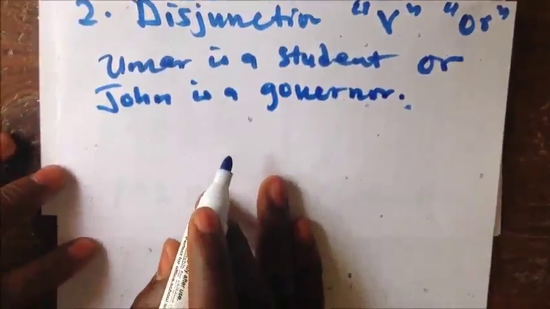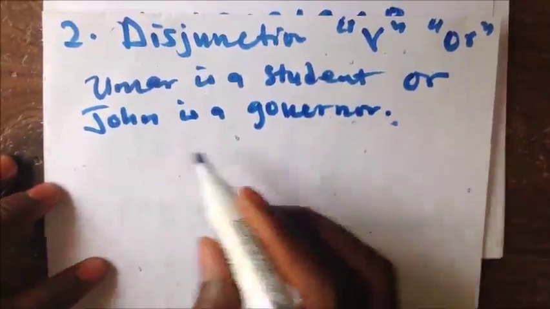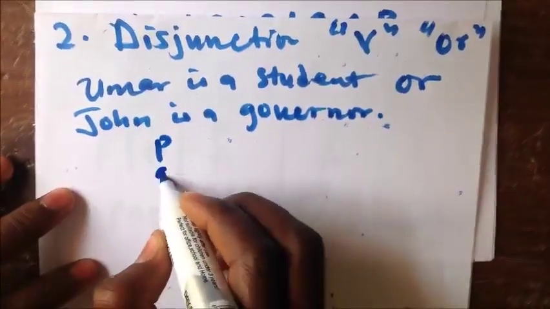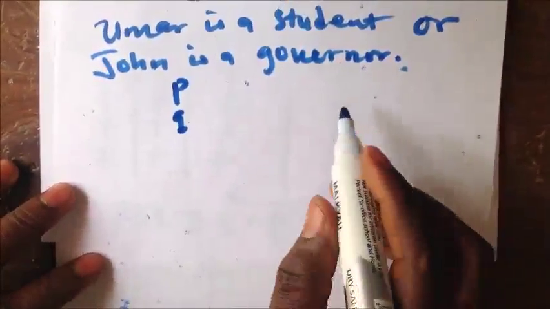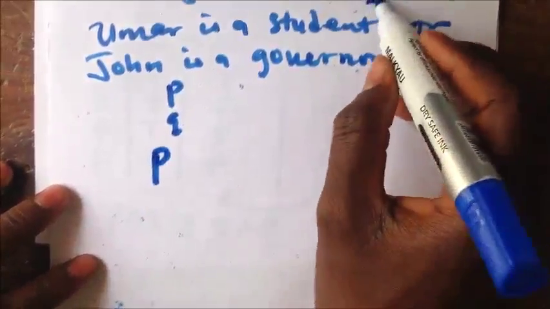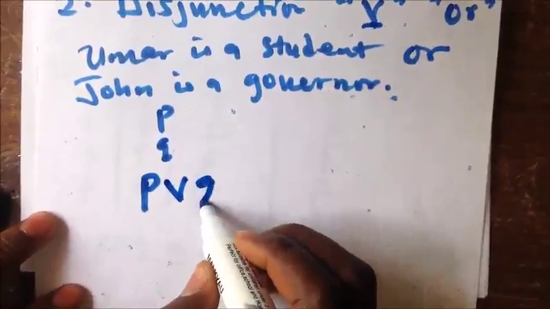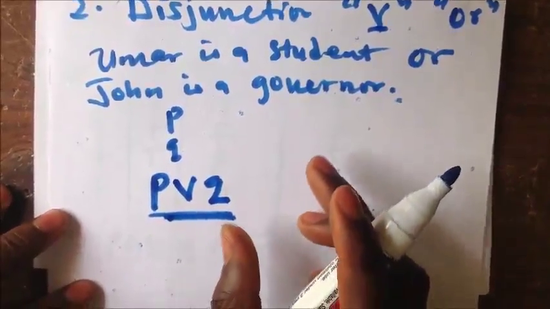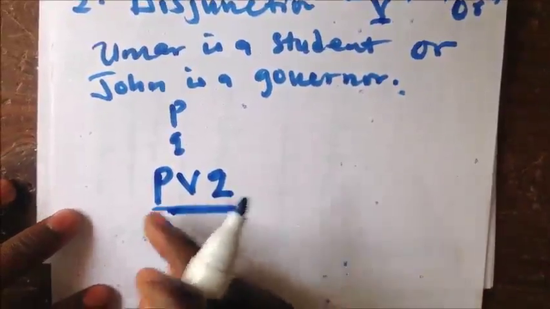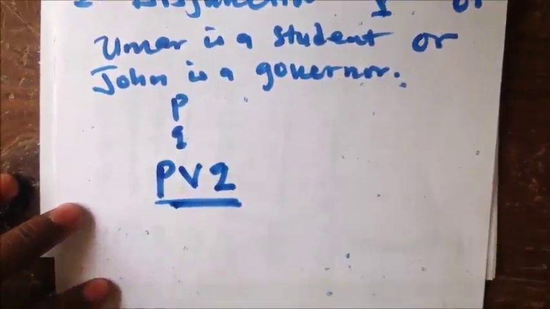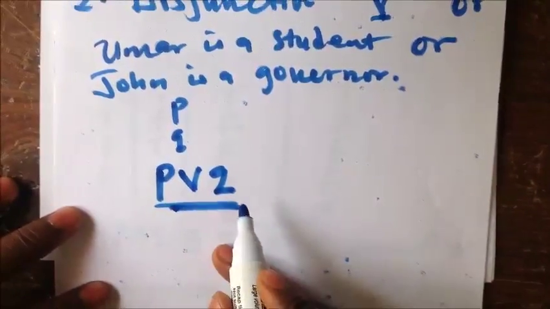Now this is the statement. So for us to represent this symbolically, you remember here we let one be P and the other one Q. So using the "or" statement, symbolically it will be P or Q. In this aspect of disjunction, you see that the statement is true if at least one has a true value.